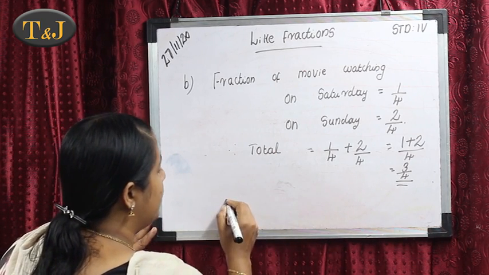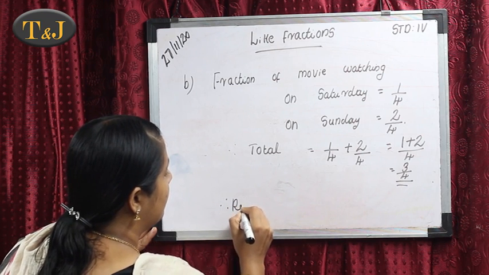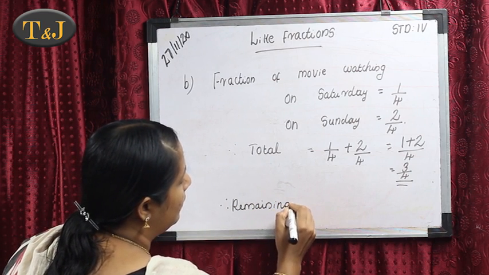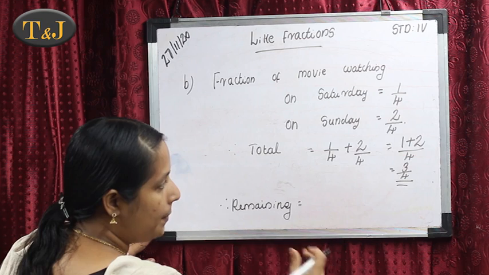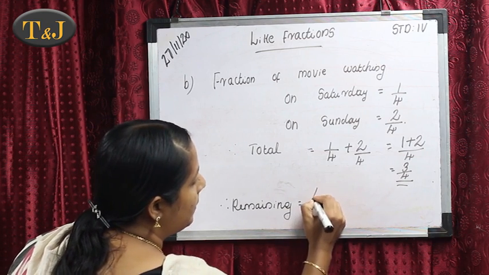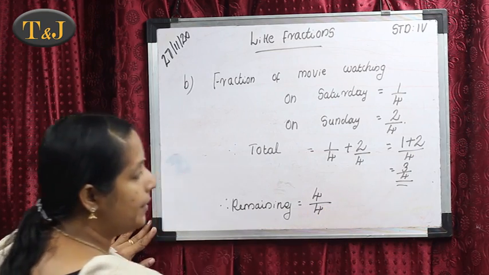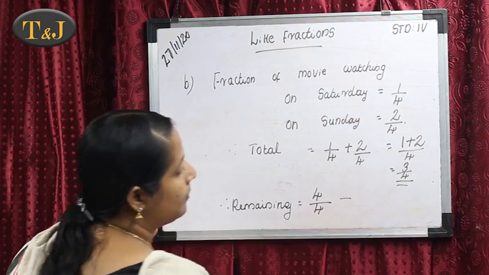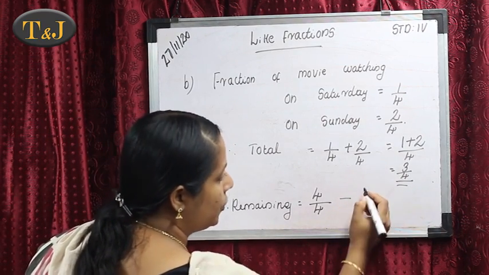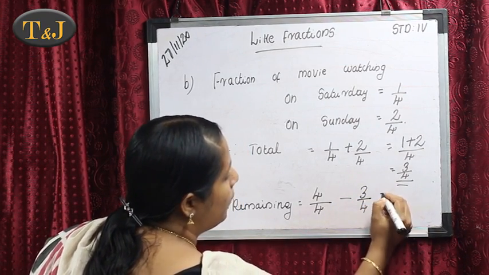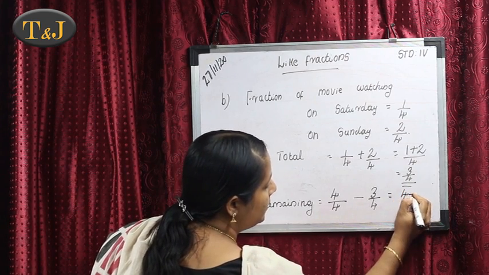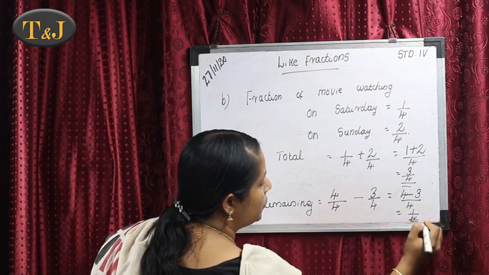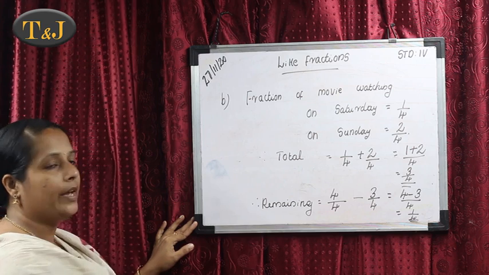Then we want the remaining movie she has to watch. The whole part means the full portion, and the full portion is 4 by 4. That means 1. 4 by 4 equals 1. Then 4 by 4 minus the total fraction she watched, that is 3 by 4. So 4 by 4 minus 3 by 4. 4 minus 3 by 4 equals 1 by 4. So she will watch the remaining 1 by 4 part of the movie.